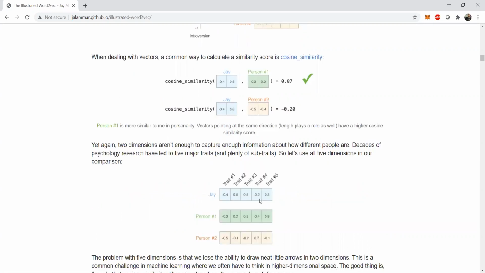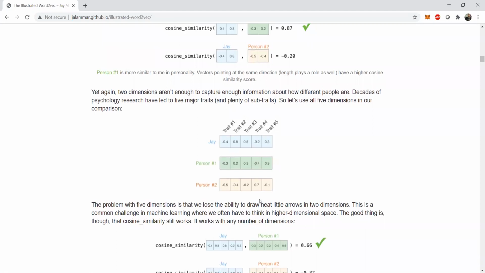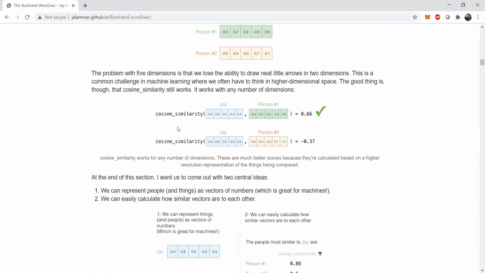And this is where we have determined that word embeddings are very much important, and this is where the concept of cosine similarity in word vector space comes into the picture. So if we were to increase the number of features from 2 to, let's say, 5 or 6, automatically the vectors would increase in dimensions. And to find out similarity between different people based on these features, we have to compute the cosine distances between all of them. So let's say in this particular example, the cosine similarity between J and person one, taking 5 different features, is 0.66, whereas between J and person two it is minus 0.37.